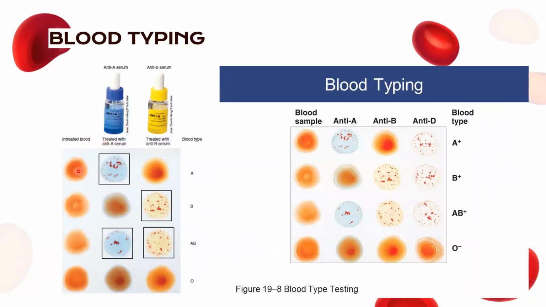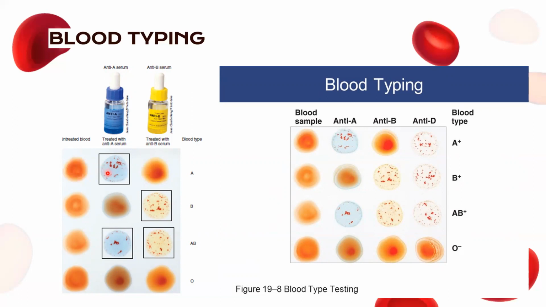So here's what we do. We get blood samples, okay? And then we do pricking, and then we have the samples, and then in each sample, we put anti-A serum and then anti-B serum to another one, okay? And there would be a control, which is an untreated blood type.